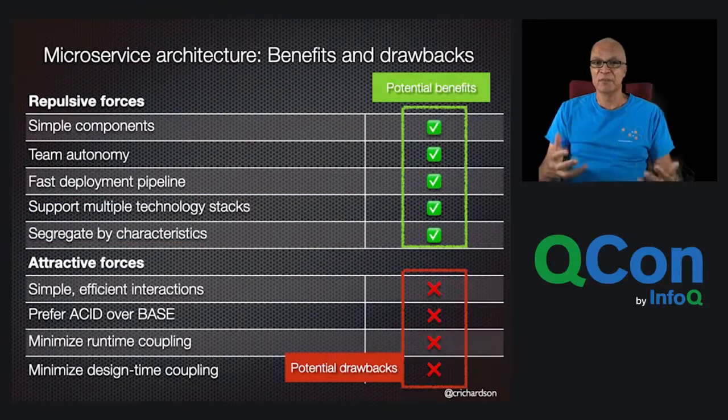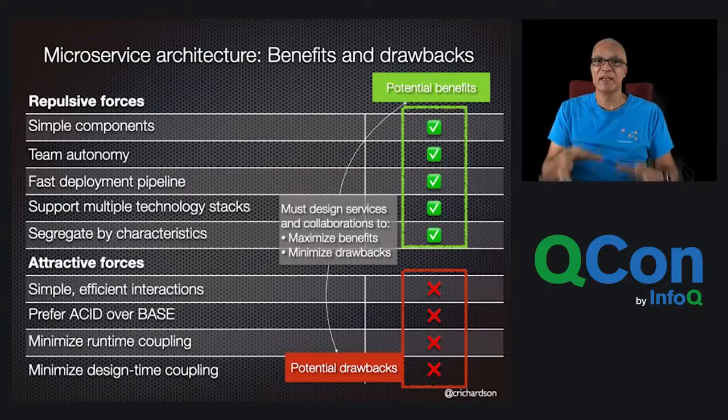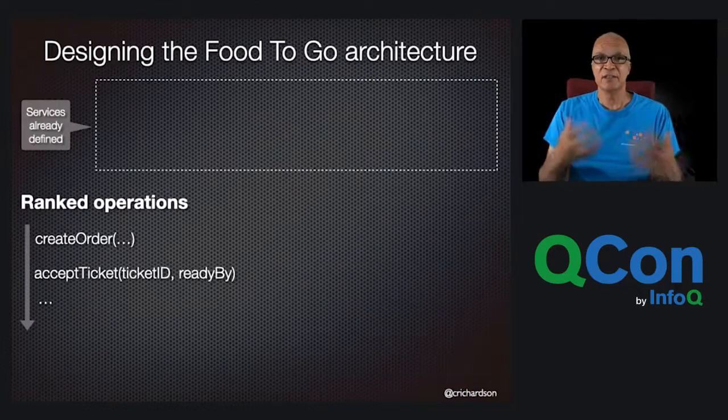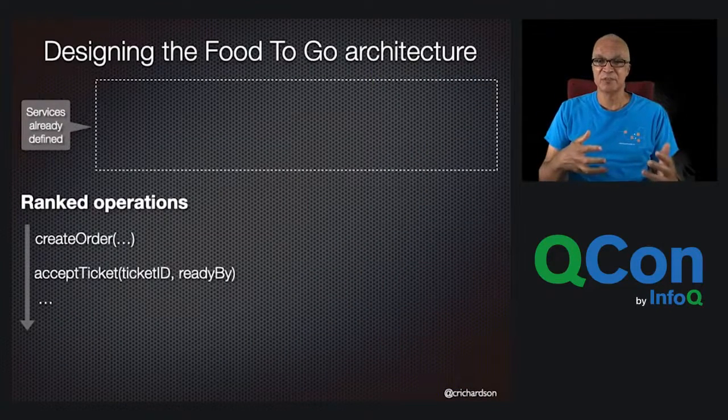In contrast, with the microservice architecture pattern, the benefits and drawbacks are in some ways flipped. The pattern can resolve the dark energy repulsive forces, but potentially cannot resolve the dark matter attractive forces. You need to carefully design the microservice architecture, the grouping of subdomains to form services, and the design of operations that span services in order to maximize the benefits and minimize the drawbacks. Let's look at an example of the architecture definition process.